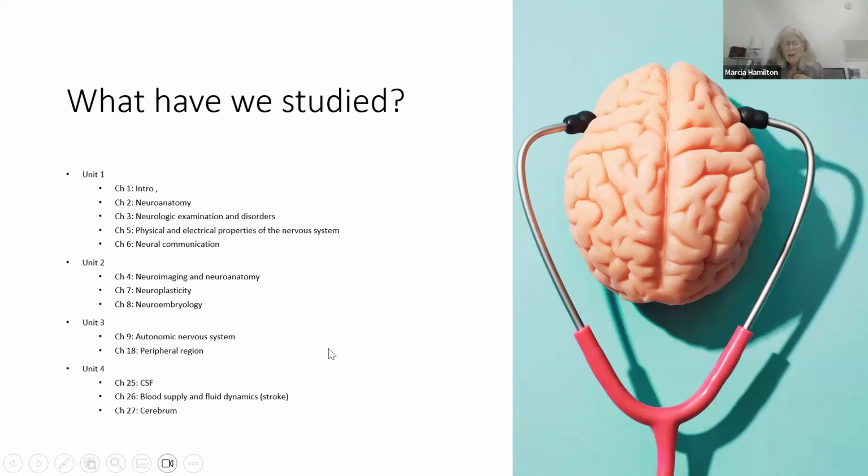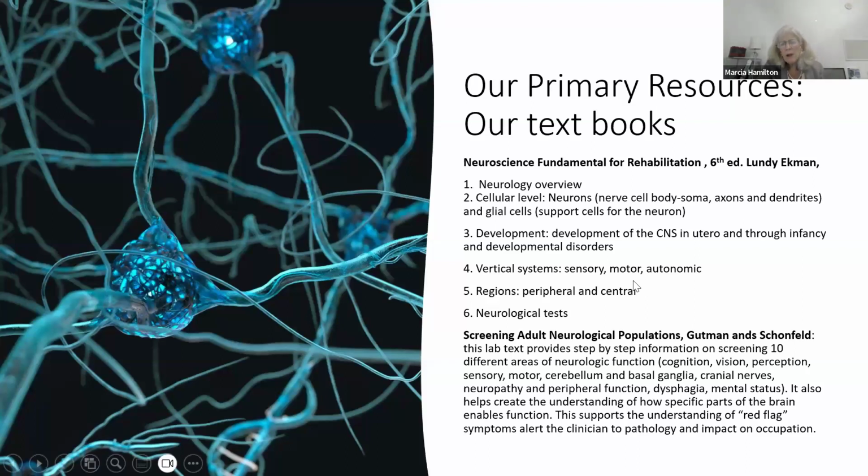What you'll be learning about next, in Unit 3, will be the autonomic nervous system and the peripheral region. The autonomic nervous system is super interesting because you'll learn about the sympathetic and parasympathetic systems, which really helps shed light on experiences of anxiety and dealing with sympathetic nervous system reactions. Finally, in Unit 4, you'll be learning about cerebrospinal fluid flow, blood supply to the brain, and also the cerebrum.